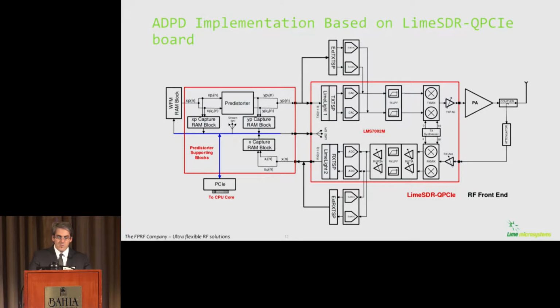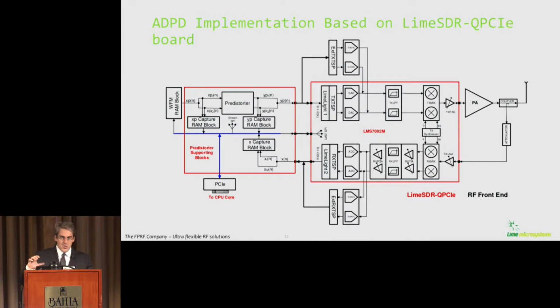The board itself is connected to the CPU core over a dedicated PCI Express interface, and the CPU core implements, in fact, the postdistorter and delay line and the rest of the training algorithm. So all the calculation is done outside the board. The predistorter only is implemented within the FPGA.